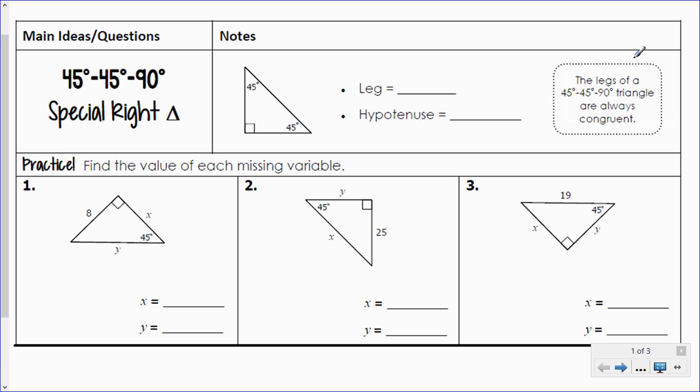Hi everyone. In this lesson, we're going to talk about special right triangles, and this is also review from geometry, but these triangles are going to come up a lot as we move forward with trigonometry, so I just want to make sure that you have a good understanding of the special right triangles. So there are actually two special right triangles. The first one we refer to as a 45, 45, 90. And that refers to the angle measures in the right triangle.